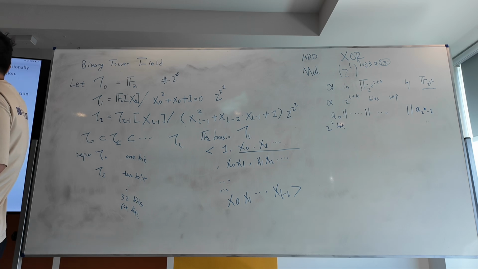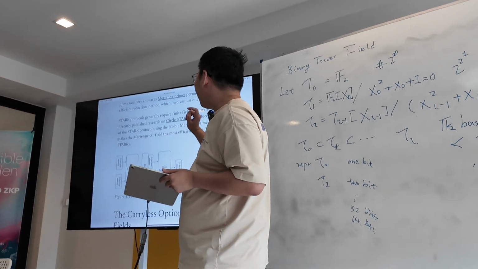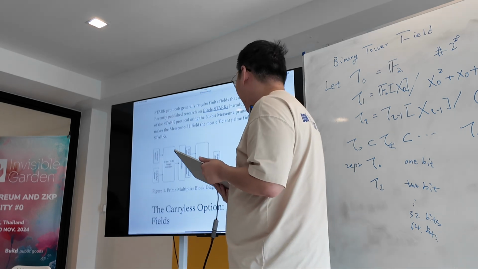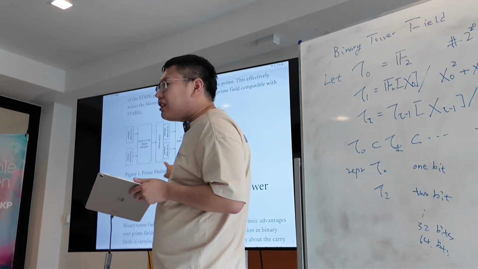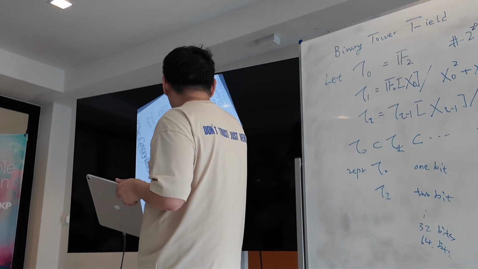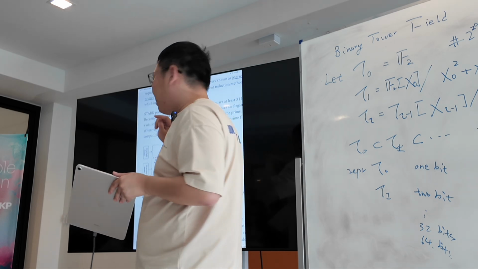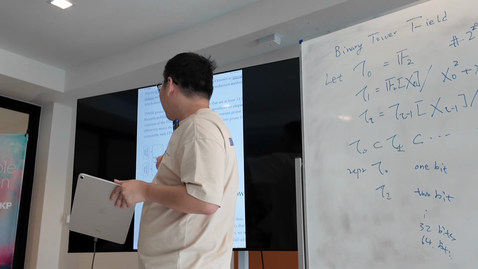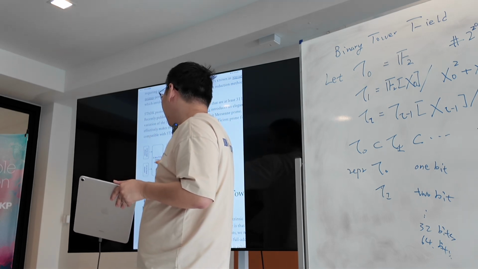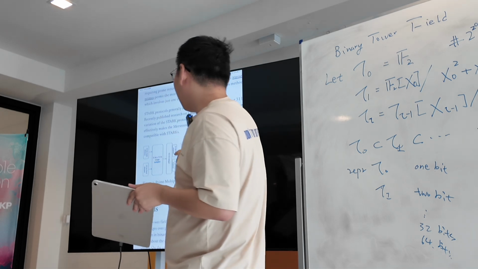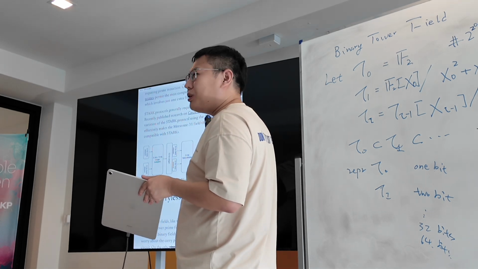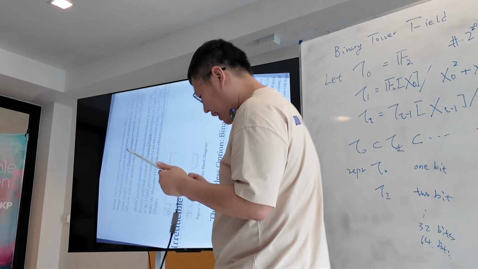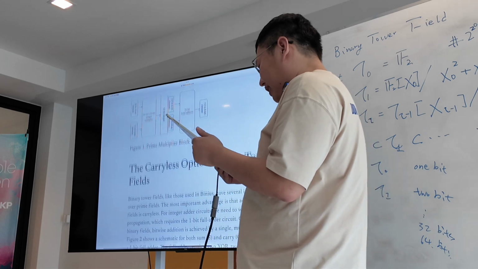So in ZK-SNARKs, we used a field called the Mersenne prime, the 31-bit Mersenne prime, and this is how you design a multiplication chip for the Mersenne prime. You have two inputs, and you do a 31 by 31 bit integer multiplication. The result will be 62 bits. Then you have to do the modulus to get your proper result back.